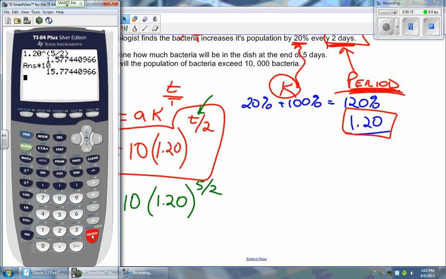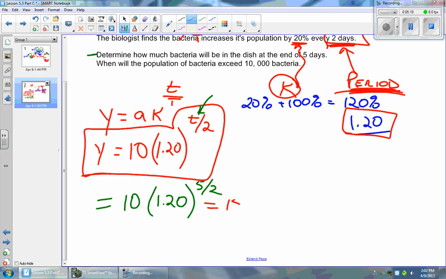And at the end of 5 days, you should have very, very close to 15.8, or better yet, you can't have 0.8 of a bacteria. You're going to have about 16 bacteria in your Petri dish.